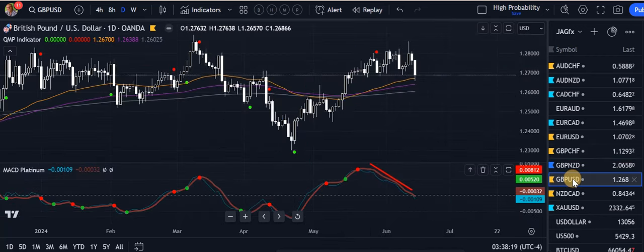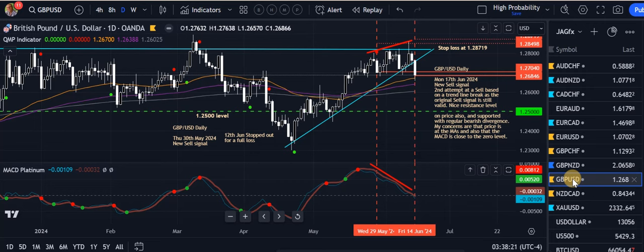Right, Pound USD. Now this is another one of those ones that make me angry. Right, so let's just run through it. So the 30th of May took this sell here. Stop in place up here. And look what happened on that news day. Spiked through my stop, stopped me out of the trade. We've got this big resistance level in price. We've got this divergence in price, regular bearish divergence. We spiked up, stopped me out for a full loss.